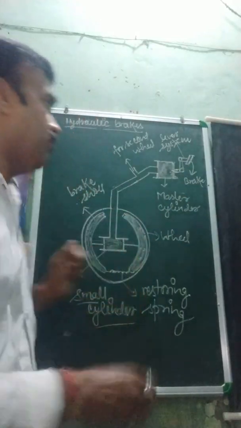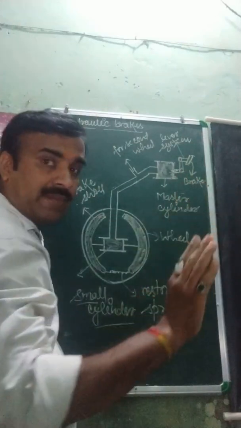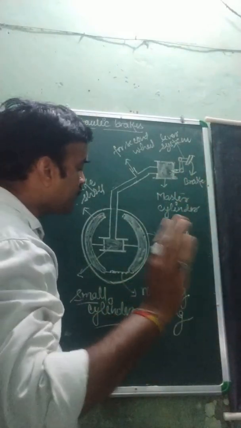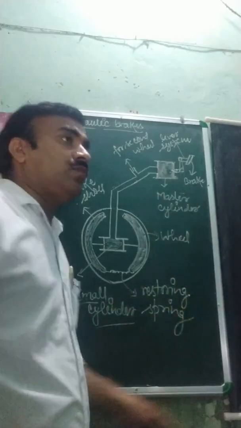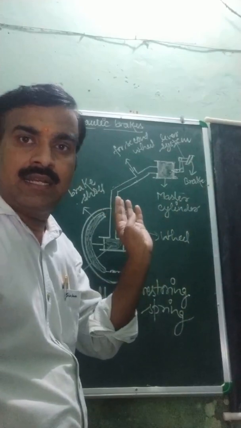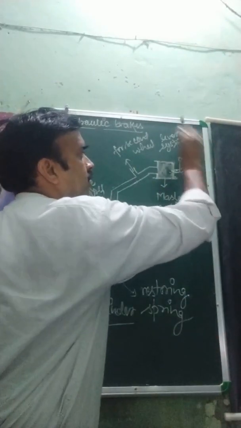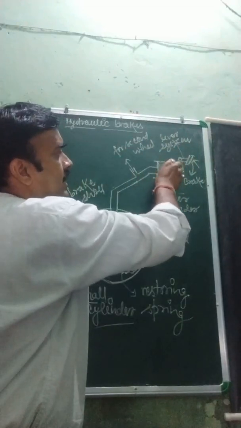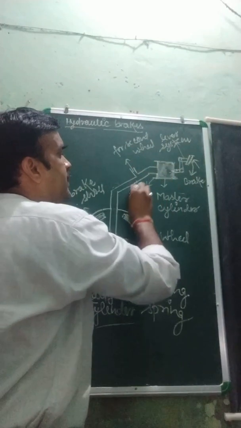Got it? Now come to here. See it here. Here it's a brake pedal. You have seen in the car and the bus, those who apply the brakes use the brake pedal. That means here they are applying the pressure. Then here is the master cylinder, and the thicker oil is filled here.